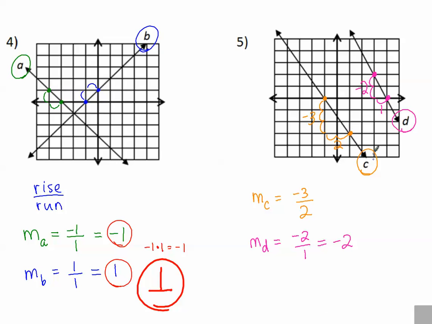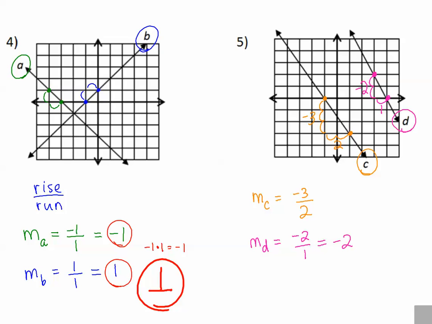So let's see how you did. The slope for line C: I picked these 2 close points. From left to right, I counted down 3 blocks and over 2. So there's my slope for line C. For line D, I counted down 2 blocks and over 1. So negative 2 over 1, which makes negative 2.